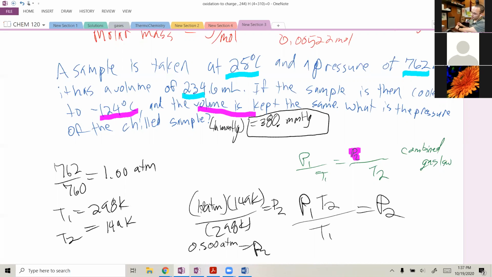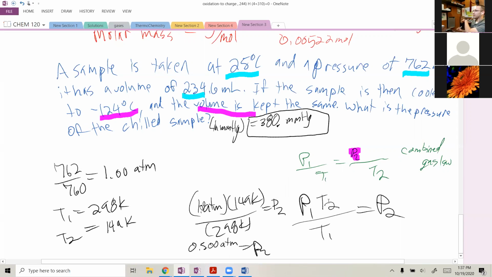Now, what I would tell you about combined gas law is there's a shortcut that people use. If you are going from mmHg into mmHg, you actually don't have to do the conversion into atmospheres first. Because basically what happens is you divided one side by 760. So we took P1 and divided it by 760, and then we took P2 and multiplied it back up by 760, right? So it kind of ends up being the same thing.